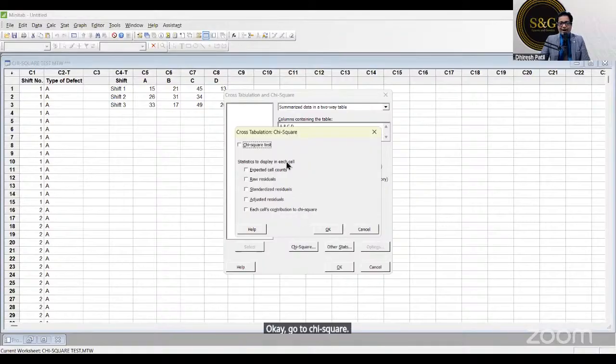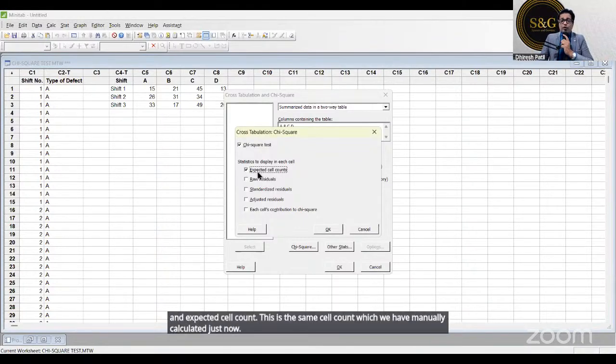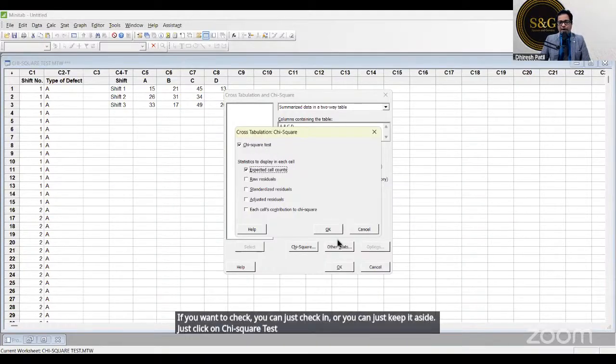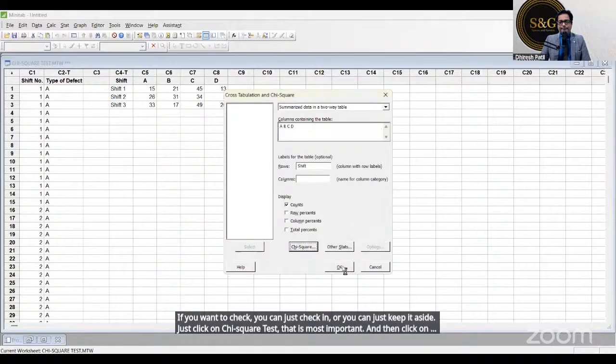Go to chi-square and just click on chi-square test and expected cell count. This is the same cell count which we have manually calculated just now. If you want to check, you can just check in, or you can just keep it aside. Just click on chi-square test. That is most important. And then click on OK and click on OK.